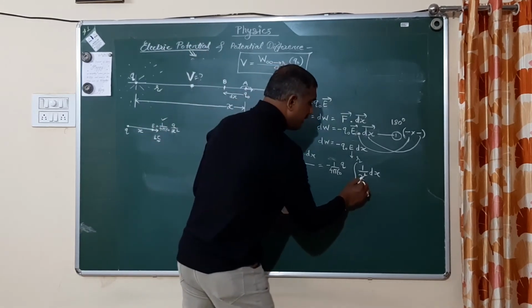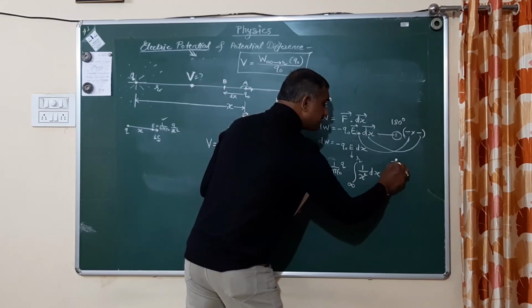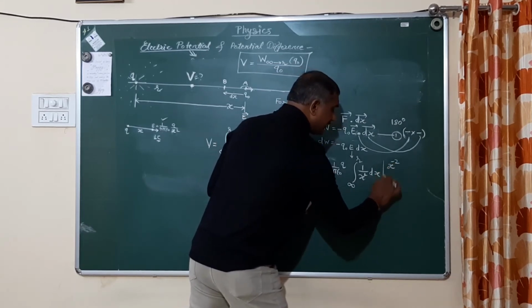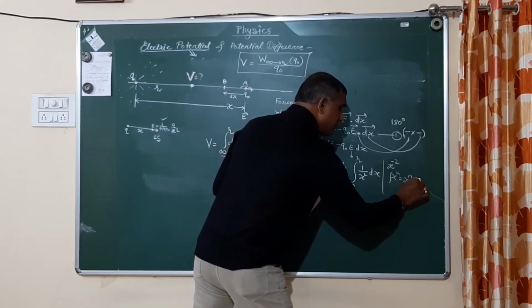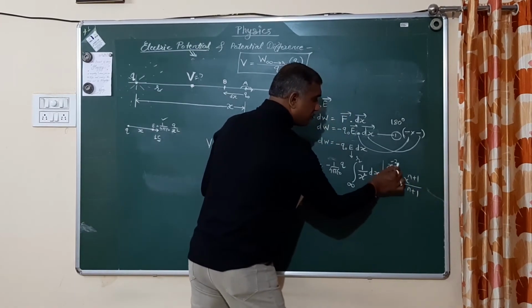Look at this, 1 by x square is nothing but x to the power minus 2. I am writing here x to the power minus 2, and integration of x to the power n. There is a standard formula. Integration of x to the power n is equal to x to the power n plus 1 divided by n plus 1. In place of n, put minus 2.